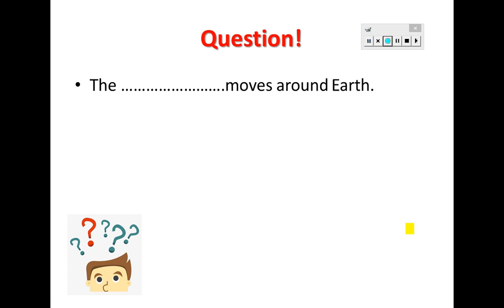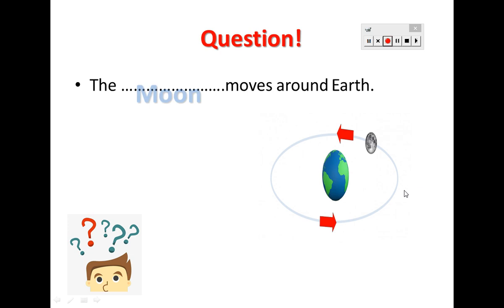Okay, the third and the last question. Let's see who will answer. What moves around Earth? Here is Earth. What is moving around Earth? And we see it throughout the month. If we look up in the sky, we will see the moon.